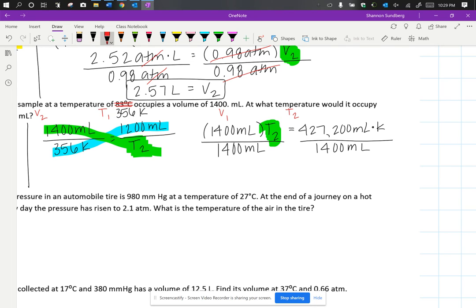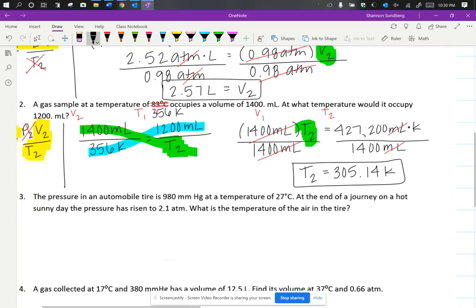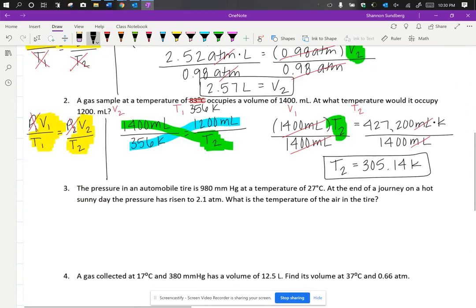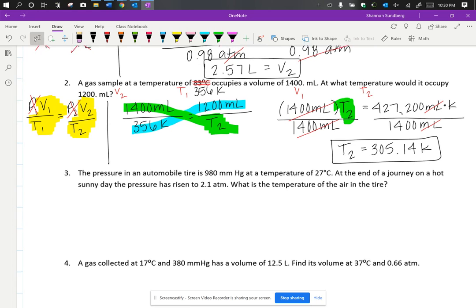I'm canceling some stuff now. My milliliters cancel. And when I take 427,200 and I divide by 1,400 milliliters, I'm going to get 305.14 Kelvin. So T2 equals 305.14 Kelvin. It just makes it much simpler if you do it that way. Okay? I hope we're doing okay so far. If you have questions, you can always email me.